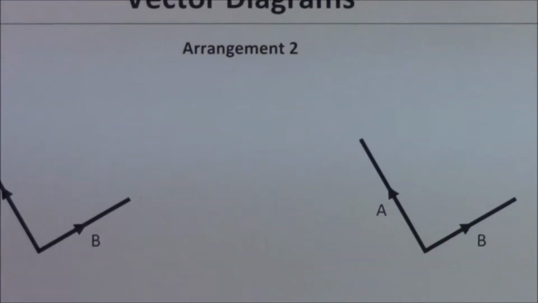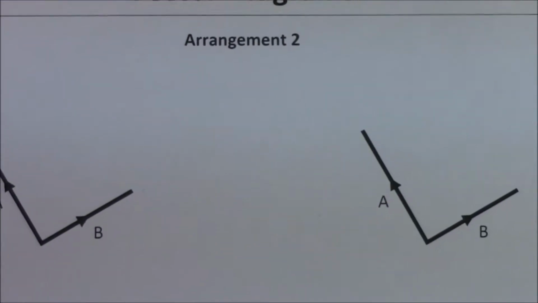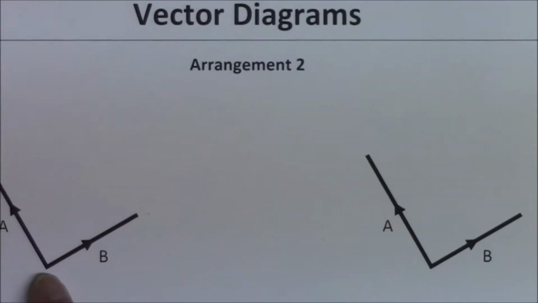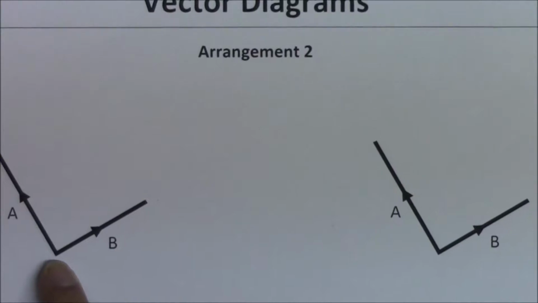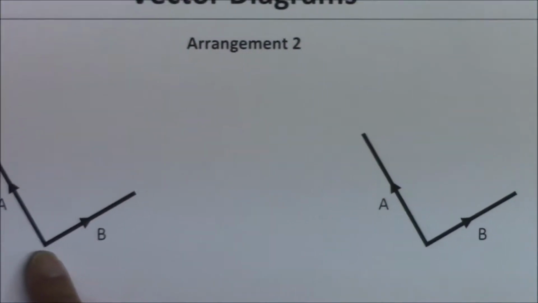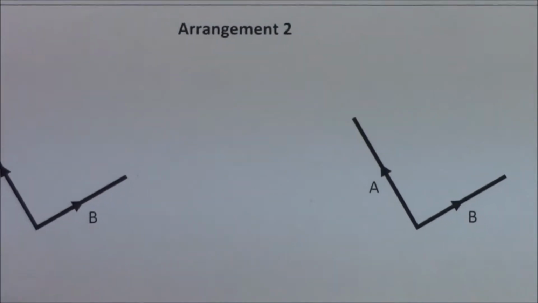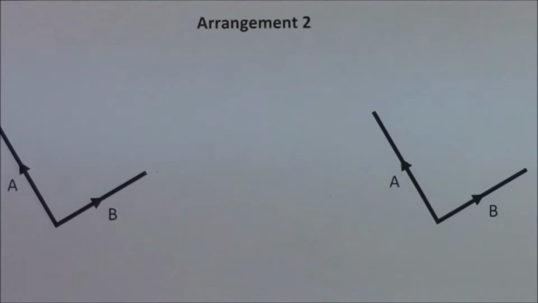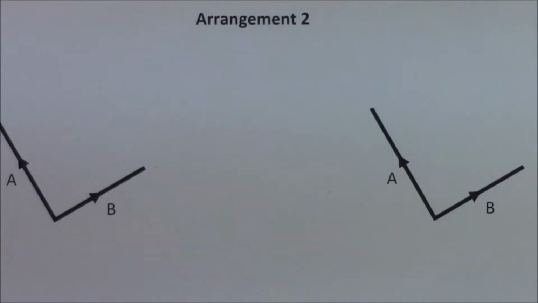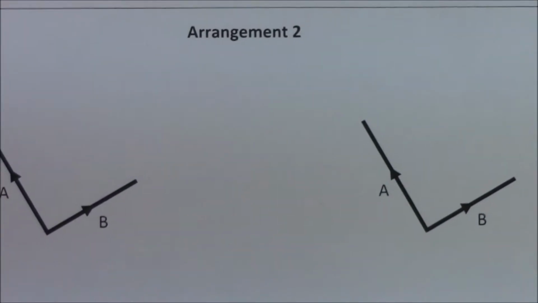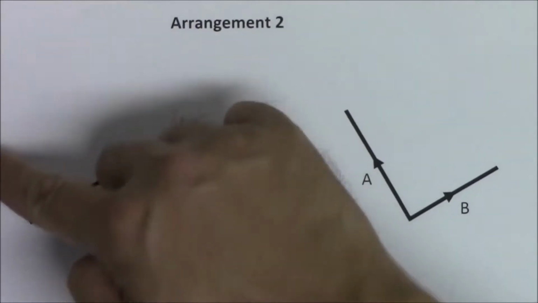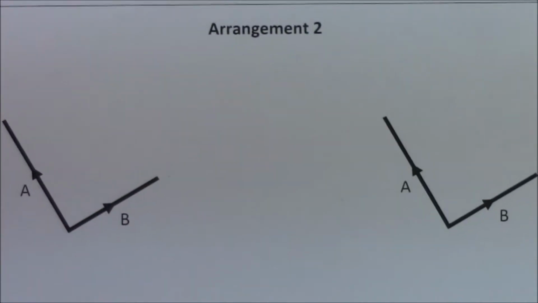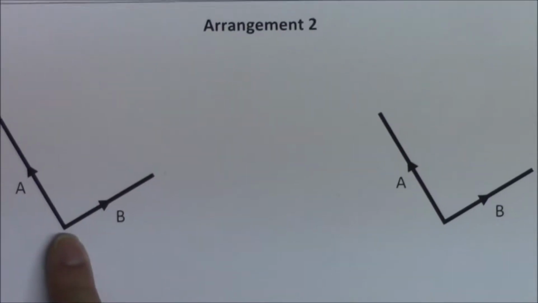Now we look at the second arrangement. For this arrangement, notice that the starting point of A and B are the same. For this case, we will need to shift a vector to get an arrangement similar to arrangement 1. There are two possible vectors that can be shifted. A can be shifted down such that the ending point of A is the same as the starting point of B.